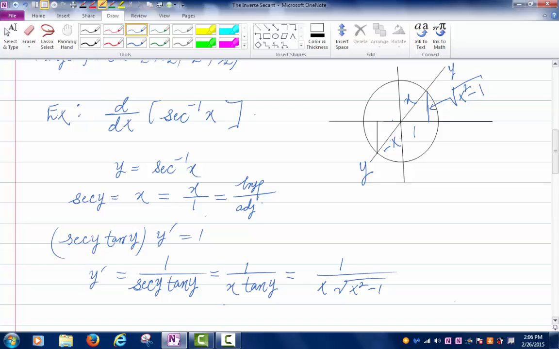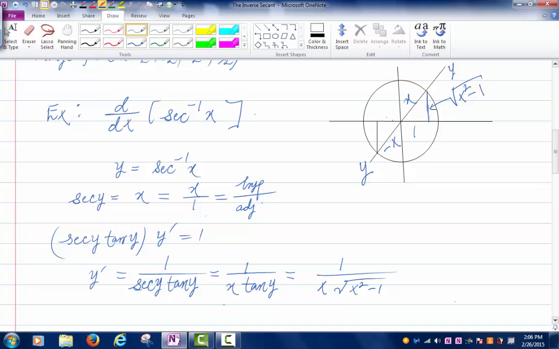Let me say that again. If the angle y is in the third quadrant, secant of y is x, right? In the third quadrant, secant is negative. So secant of y is negative, which means that x is negative, right? If x is negative, negative x is positive. Hypotenuse needs to be always positive. So that's why I put negative x.